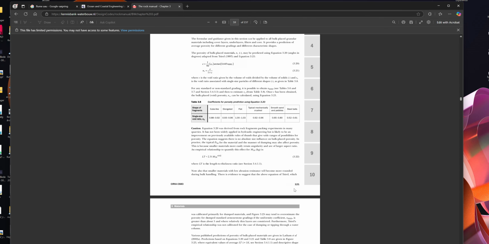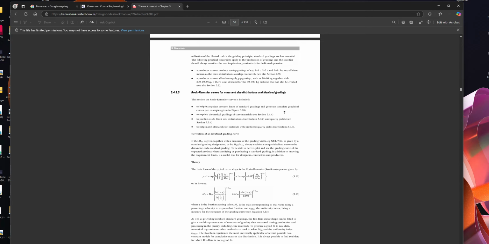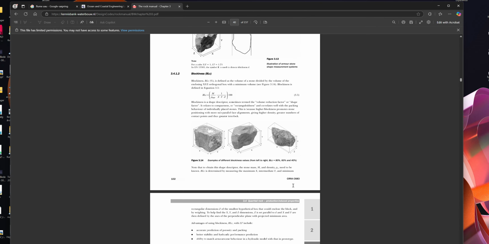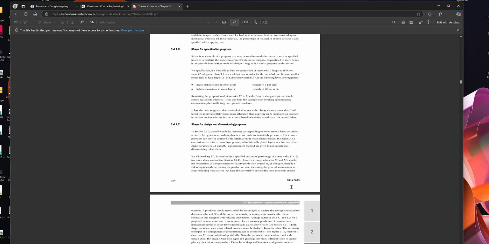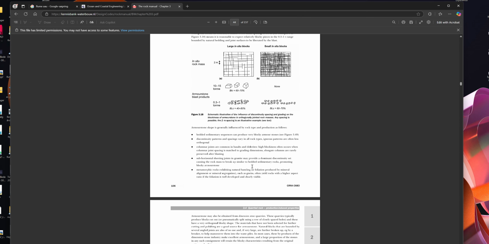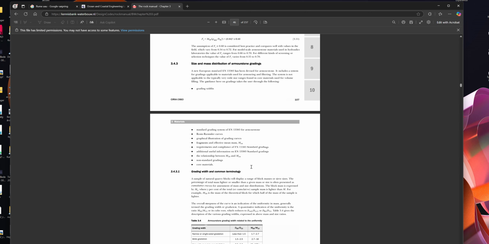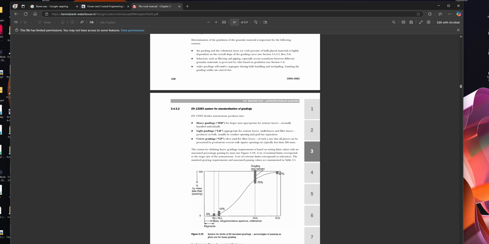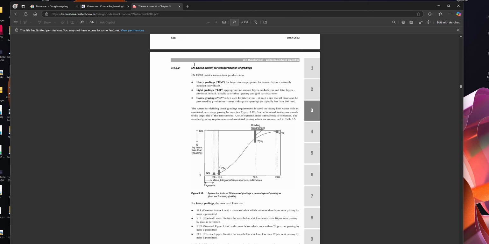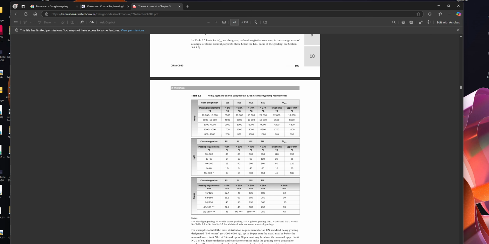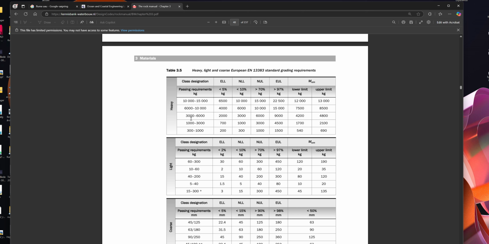So if we go a little bit down, a little bit up again, to around these pages up here, we can see a lot about those different stones used for harbor construction, offshore construction, berm breakwaters, different kinds of stuff. And here they talk about the EN 13383 system for standardization of gradings. This is done because in general producers produce according to these standards, so that we as engineers can buy what we want.